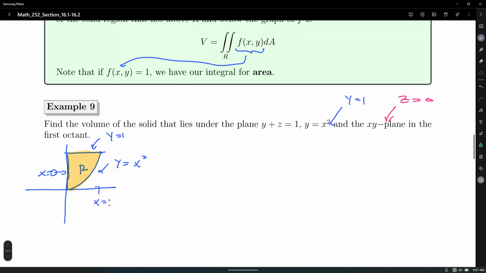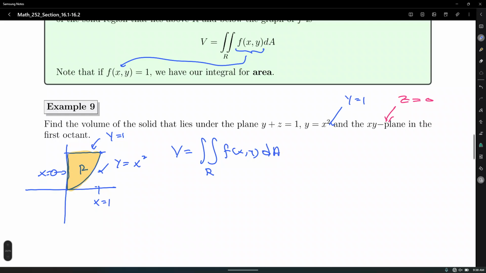All right. Okay, so we're ready to set up this volume integral. That is V equals the integral over the region R of the function f of x, y dA.